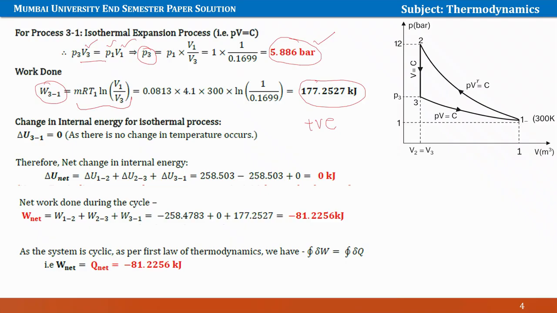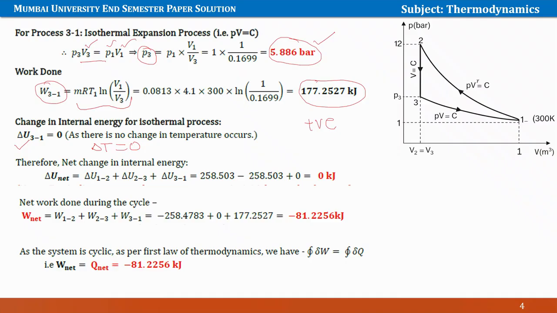Next, during process 3 to 1, we have to calculate the change in internal energy. In the previous slide we discussed that internal energy is a function of temperature, so a delta T term comes in. But in this case, process 3 to 1 is an isothermal process, so the temperature is constant. So the change in temperature is 0. As the change in temperature is 0, the internal energy change will also be 0. This is how we can calculate internal energy.